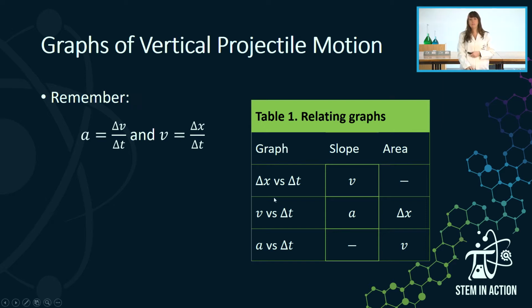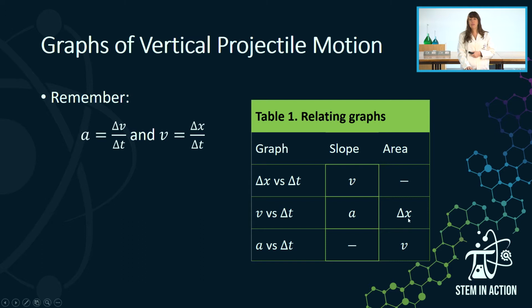From the slope of our displacement time graph we get the velocity, because slope is change in y over change in x. So on our y-axis we have our displacement, on our x-axis we have our time. So it's displacement over time, which is velocity. From our velocity versus time graph, if we take the slope or the gradient there, we'll get our acceleration.